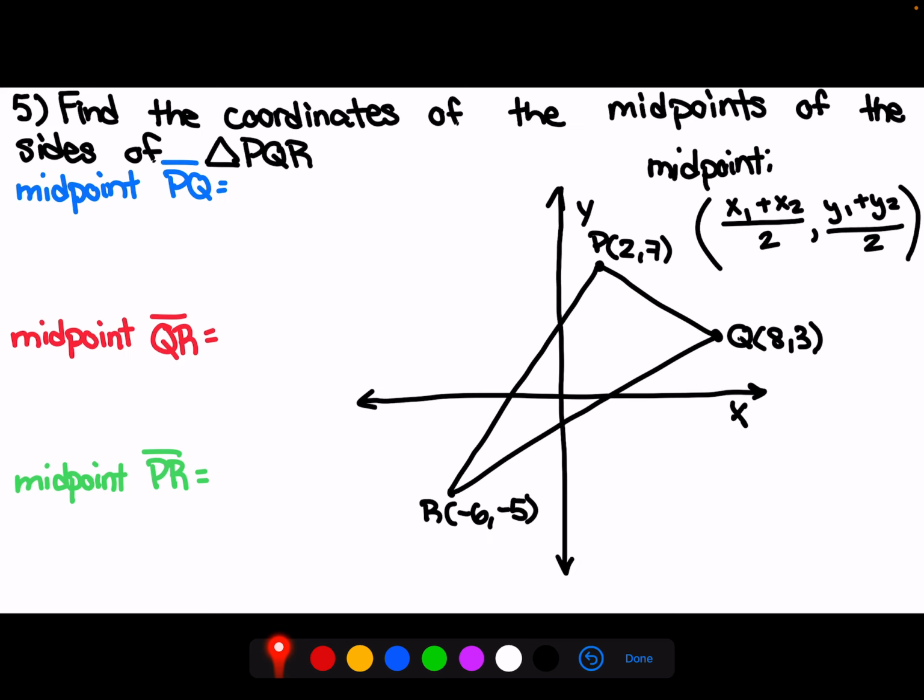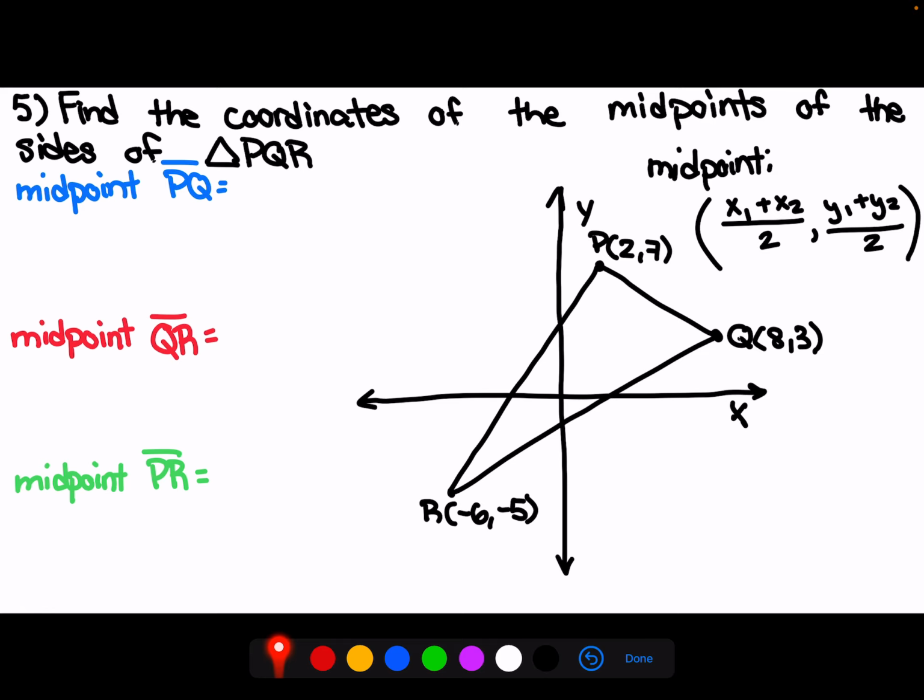All right, next up. Find the coordinates of the midpoints of the sides of triangle PQR. So we have our midpoint formula here, and if I find all these midpoints, they'll intersect at a point of concurrency. If we have segments that intersect at the midpoints, those segments are medians, and the point of concurrency where medians intersect is the centroid. So that's what we're finding here.